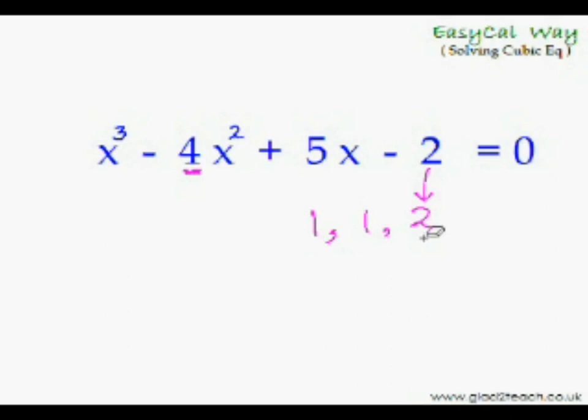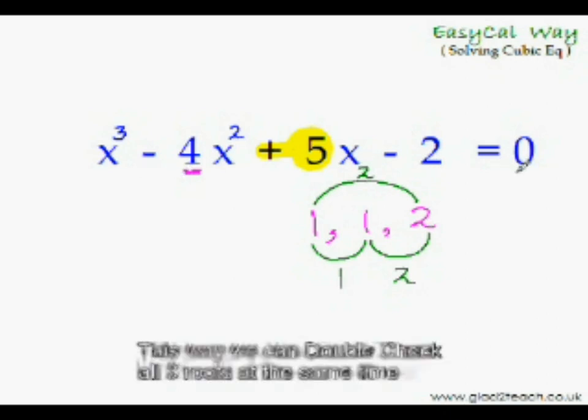Question solved. If you want, I can tell you a very cool trick to quickly double check your answer. This way you'll never make a mistake. All you have to do is 1 times is 1, 2 times is 2, and 2 1 times is again 2. So now 1 plus 2 is 3, and 3 plus 2 is 5. So that means these 3 are definitely the roots of this cubic equation.